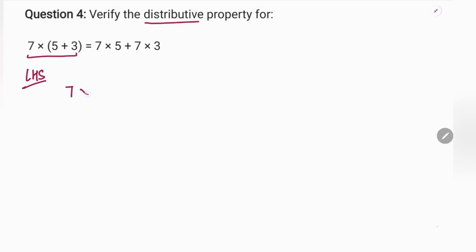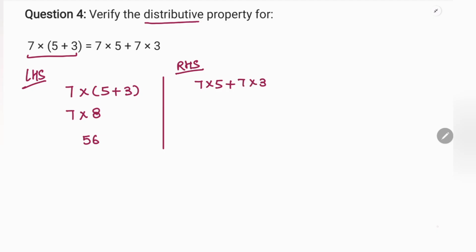What is the left hand side? 7 times (5 plus 3). So 5 plus 3 is 8. What is 7 times 8? 56. Right? Now I will solve RHS, the right hand side: 7 times 5 plus 7 times 3. What is 7 times 5? 35.